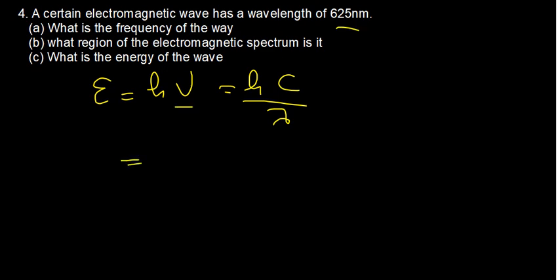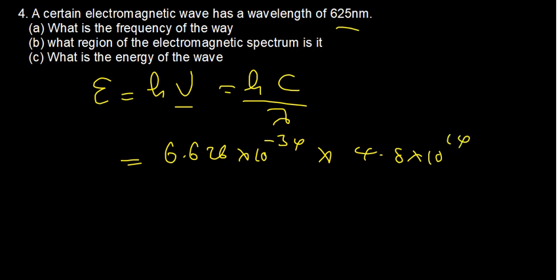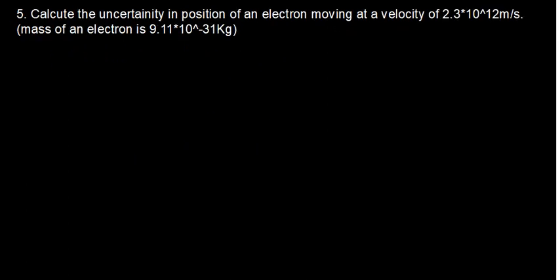So Planck's constant is 6.626 times 10 to the power negative 34 multiplied by the frequency we found, 4.8 times 10 to the power 14. So the answer we should be able to get is 3.18 times 10 to the power negative 19 joules. So that would be the energy of this wave. All right, let's see the next question.